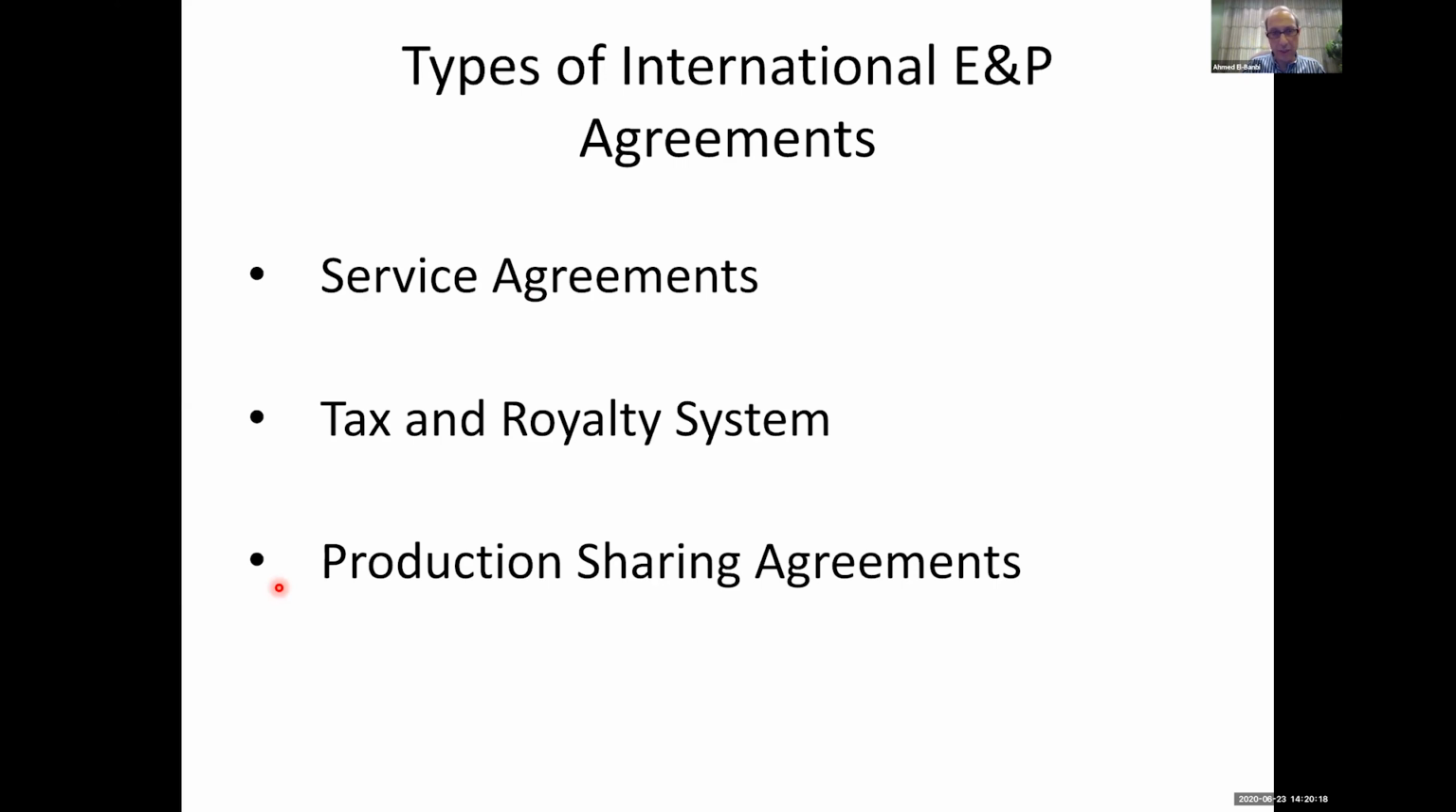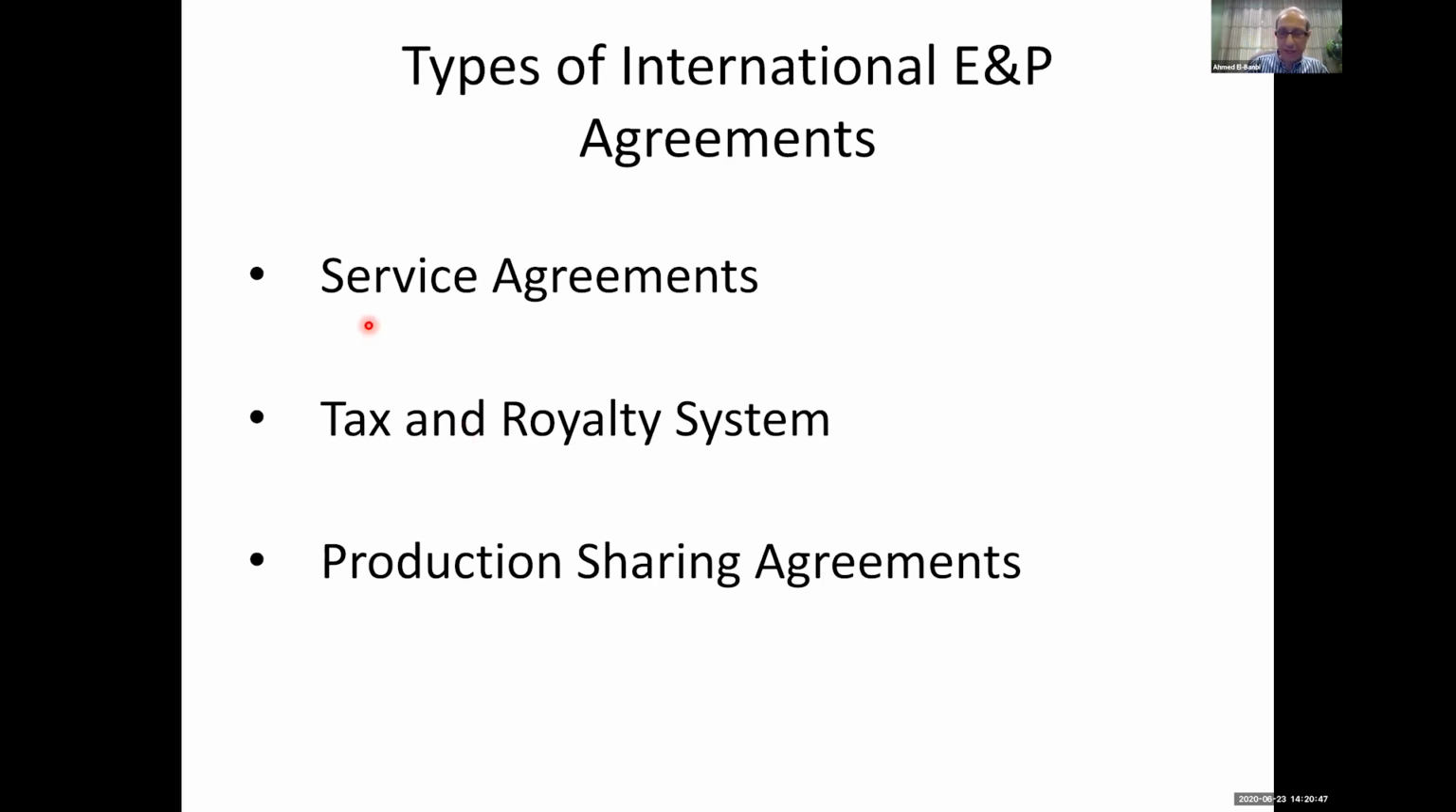Malaysia, Indonesia, Algeria, most Asian countries and African countries follow the production sharing agreements. And the US, Canada, and Europe follow the tax and royalty system agreement. So what I will do now is I will explain the three different types of agreement, and we can discuss at the end if you want.